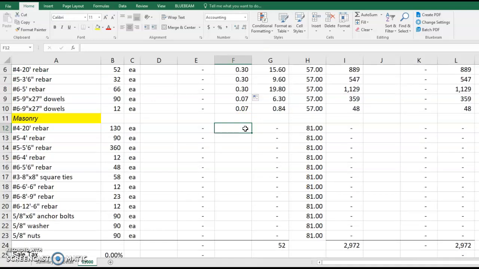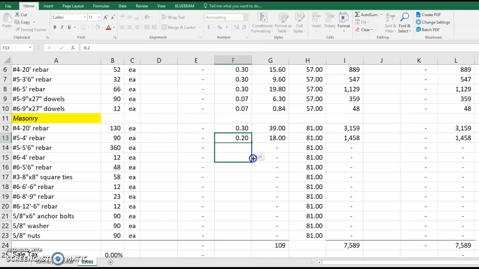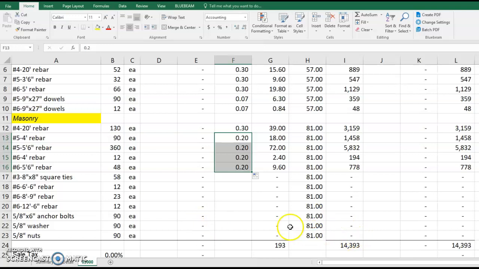So my number 4 to 20-foot rebar, this is horizontal. So horizontal, that's going to be for the bond beams, right? So I've got 0.3. And then we've got, I think that these are all vertical. So 0.2 here. Remember, in the walls we have pieces of rebar that are not very long, but they're just pieces so that they can feed the block down over those.